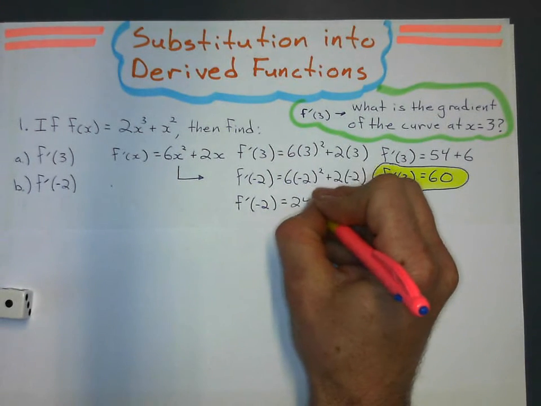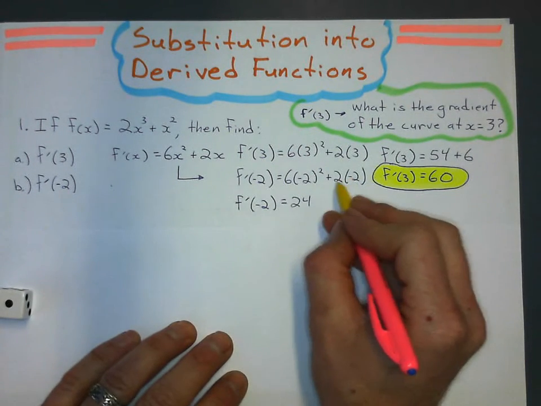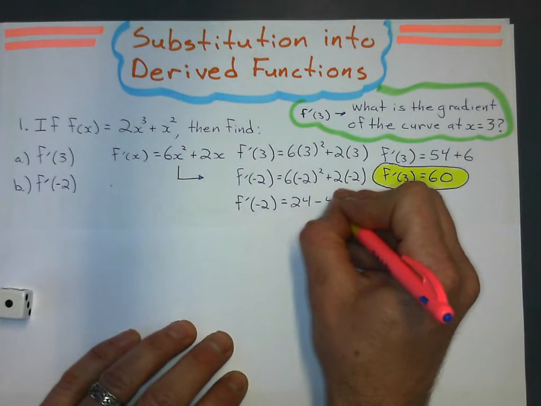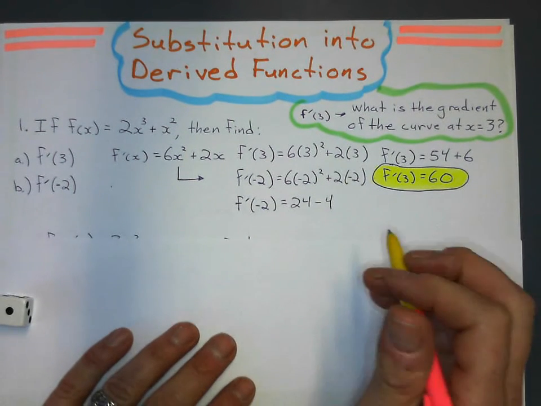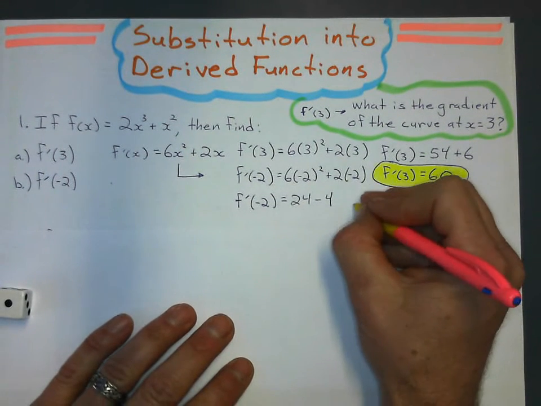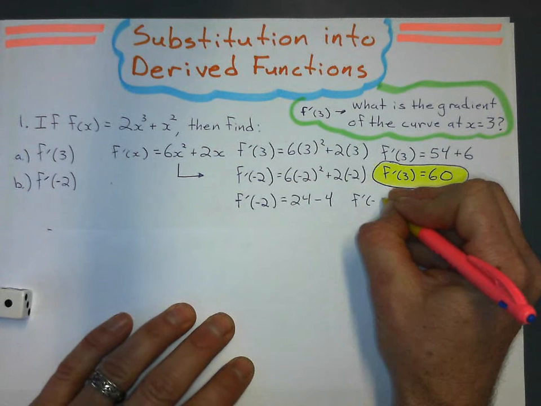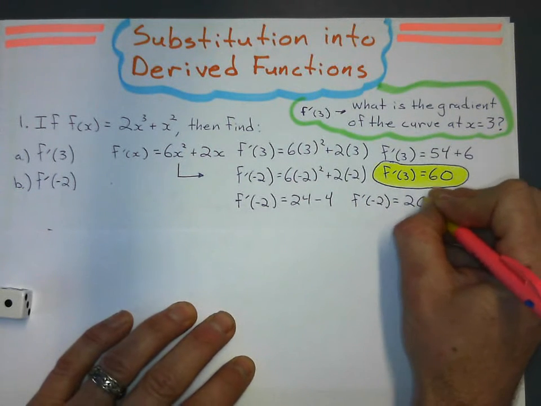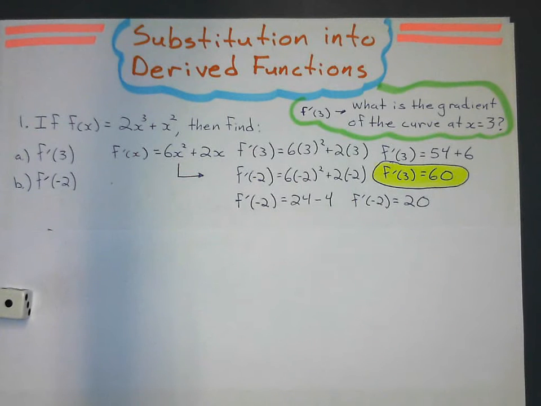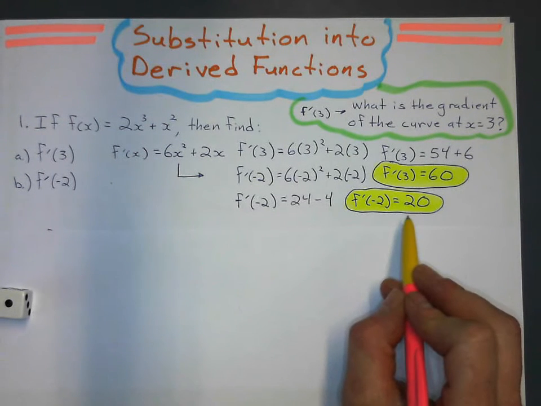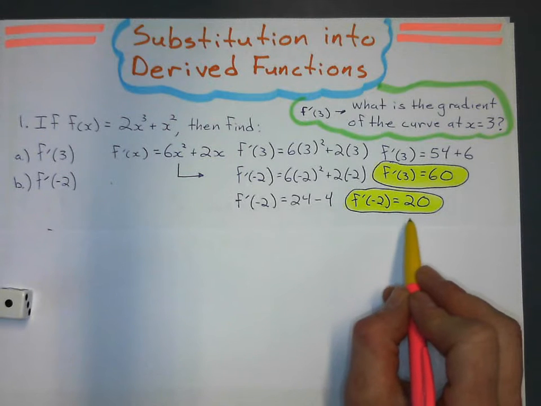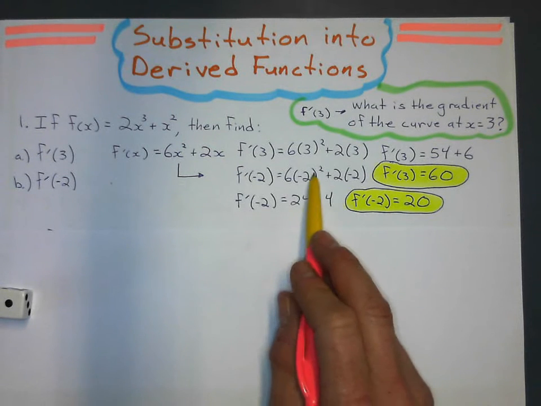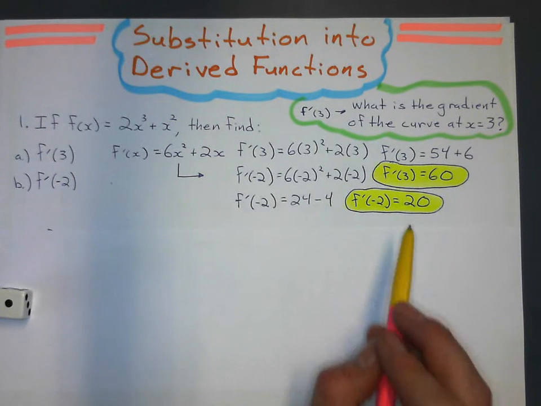You'd be doing all this on the calculator anyway. 2 times negative 2 is negative 4. And I get 20, I think. Yes. Okay, so that means that at x equals negative 2, that has a steep gradient as well of positive 20. And I think I did all that right. Let me just check. Yeah. Okay.